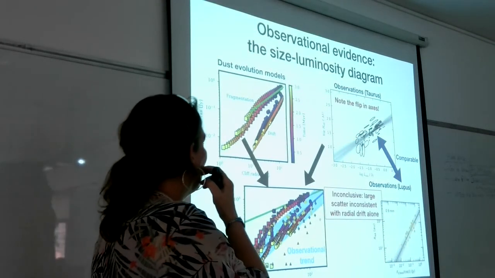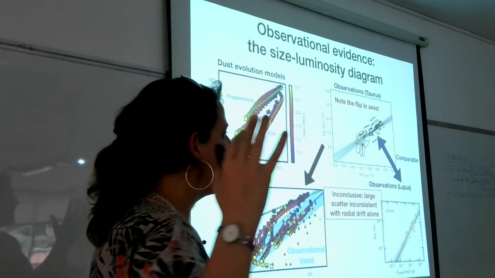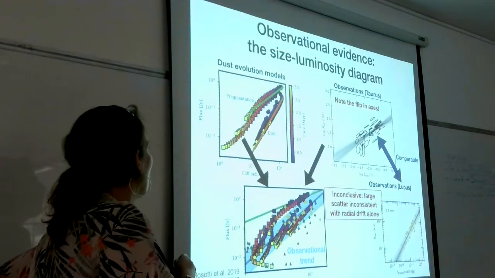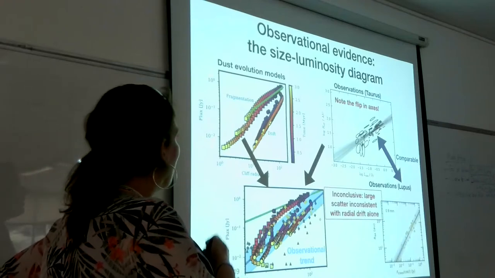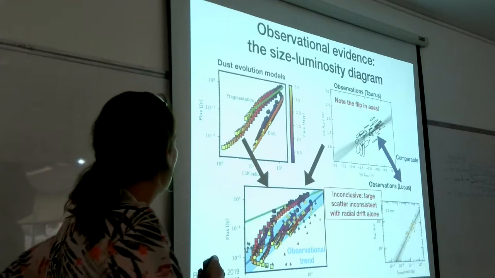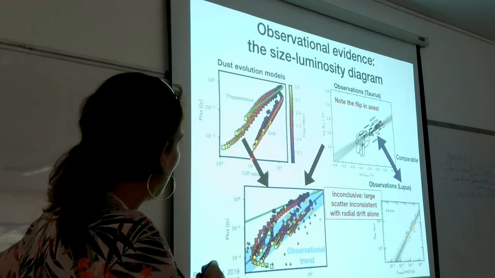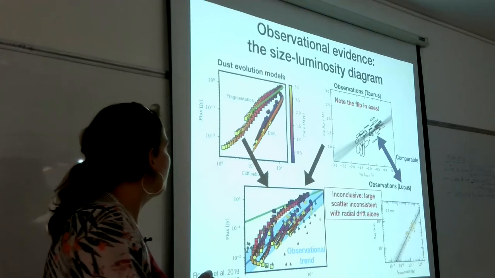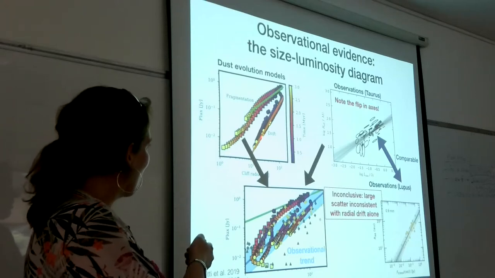Another observable that you can look at to test whether the drift is complete or whether there are dust traps is by way of looking at the so-called size luminosity diagram. Luminosity is the flux, the size is the radius of the disk. Models show that if you have drift, you get a steeper slope than when there's only fragmentation and there's no drift. These are the model results.